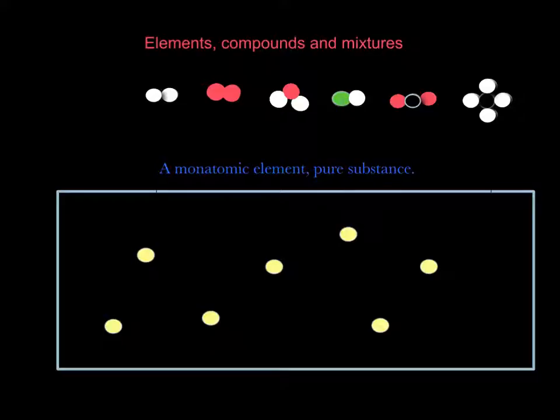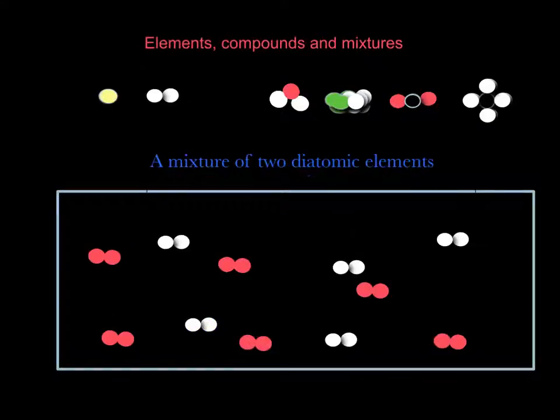This is a monatomic element because there's just one element and it's a pure substance because there's no other ones. This is a mixture of two diatomic elements because there's two different molecules here, and since they have the same elements in the molecule, then it is not a compound, so it's just a molecule and it's a diatomic.